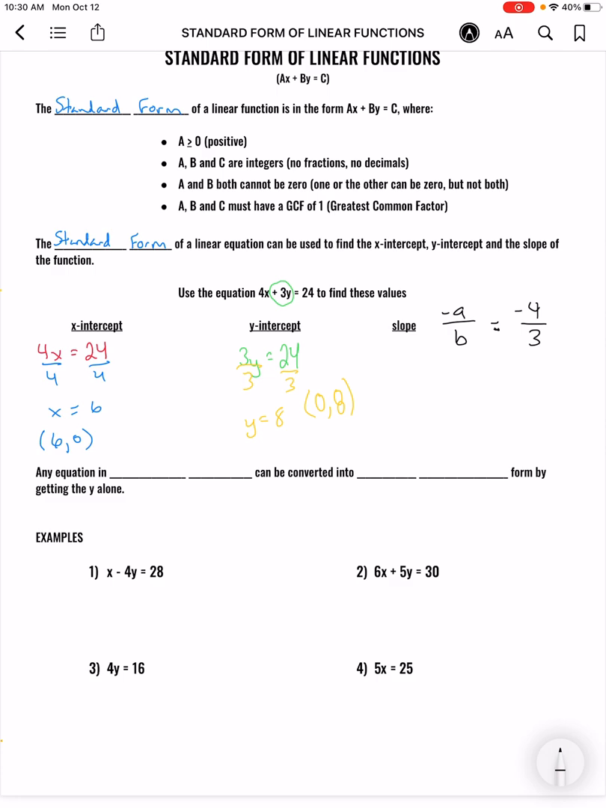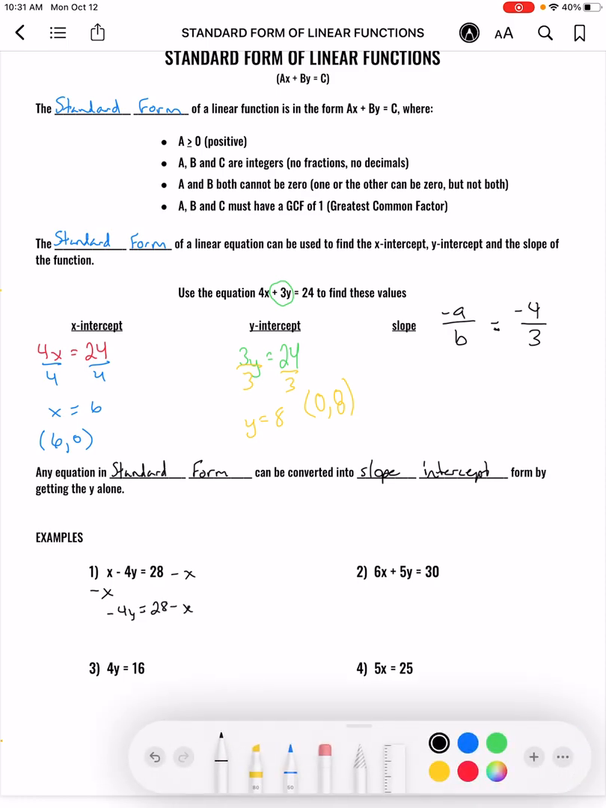Okay, any equation that's in standard form can be converted into slope-intercept form by getting y alone. So the first thing we want to do is we want to move x. So our step one is always going to be move the x value. So in this case, I'm going to subtract x from both sides. So now I have a negative 4y equals 28 minus x.